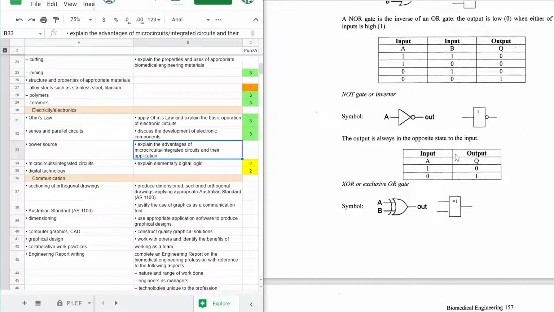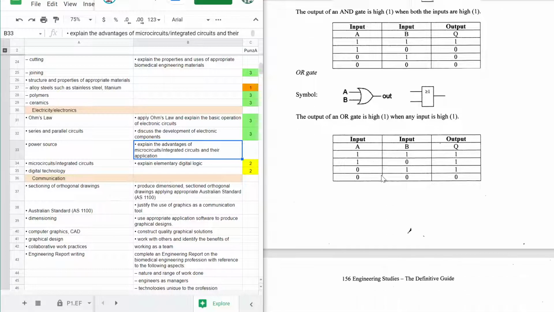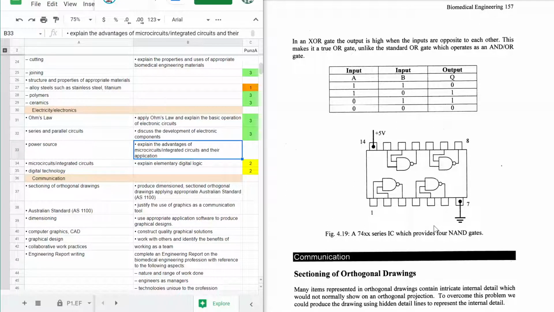So XOR, I don't think can be in the HSC. These two symbols are not actually shown. We have NAND and NOR. Those four are in the HSC documentation. I would be very surprised to see these two, but it's probably worth knowing and doesn't hurt. And so in this case, they're showing a 7400 series IC, which is just made out of 4 NAND gates. And the idea is your brain is just a trillion NAND gates.